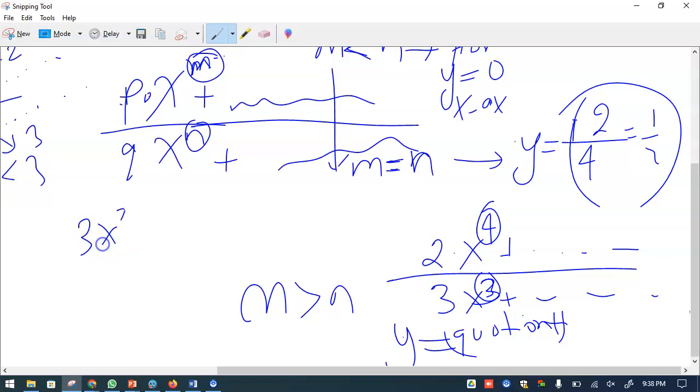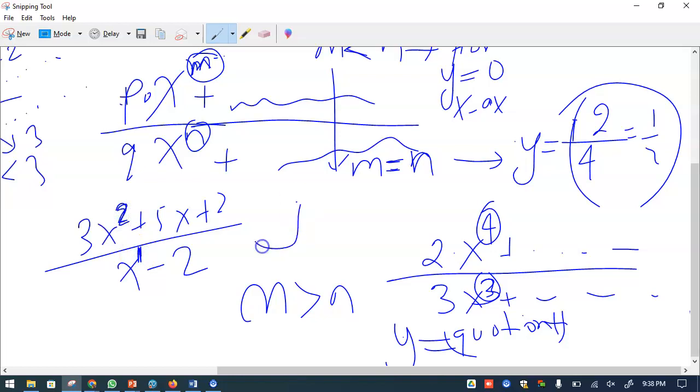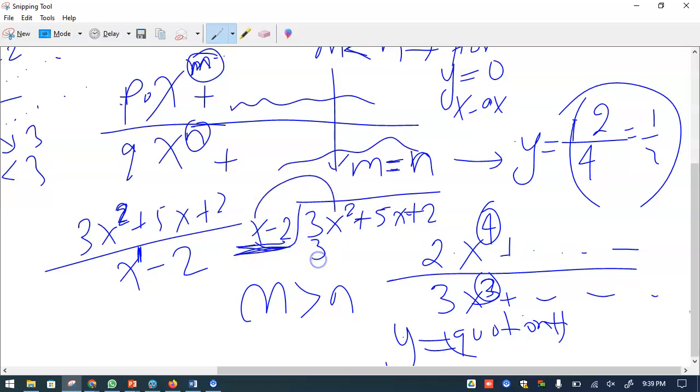It's like 3x squared plus 5x plus 2, and suppose the denominator is x minus 2, which is degree 1. The numerator is degree 2, and 1 is smaller than 2. So all you have to do is divide, and you can find the oblique asymptote. You can use synthetic division or the box method. There are a lot of ways. You put 3x, you get 3x squared, and 3x times minus 2 becomes minus 6x. If you subtract, it becomes 11x.